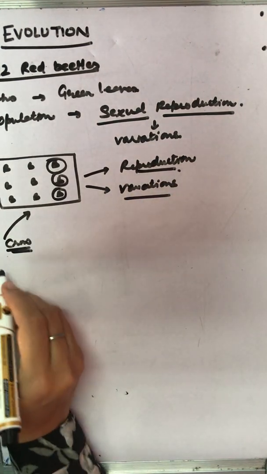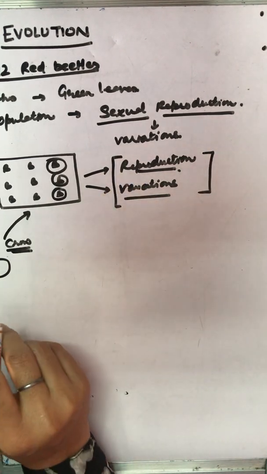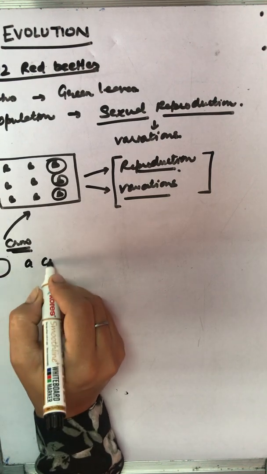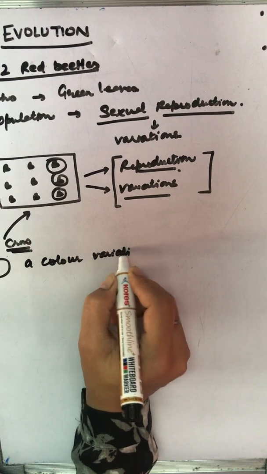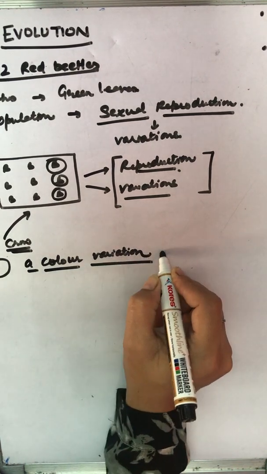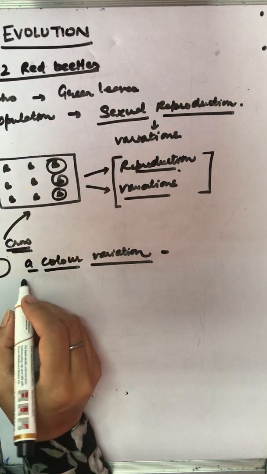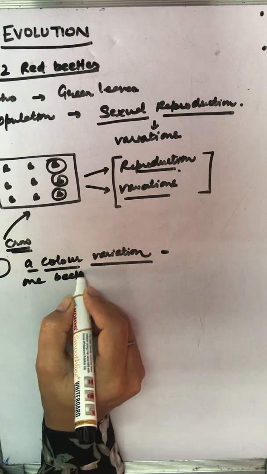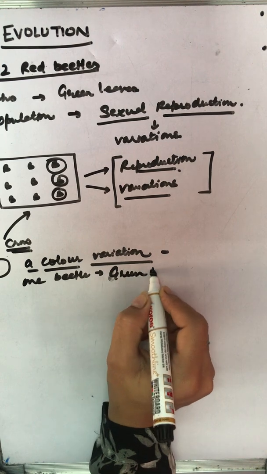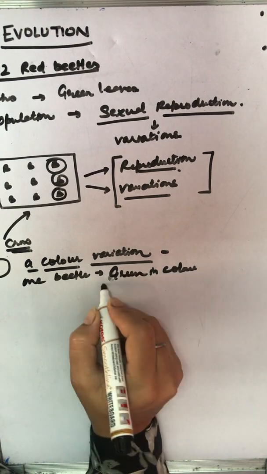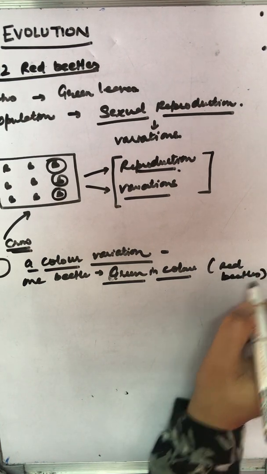Now, we are discussing cases. What will happen if the reproduction is taking place? In the first situation, a color variation appeared. What is that color variation? That one beetle is green in color instead of red. These all were red, right? So one beetle is green in color. This is the color variation we are talking about, in the progeny of red beetles.